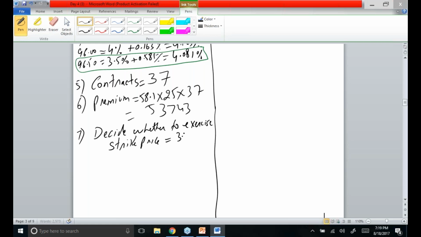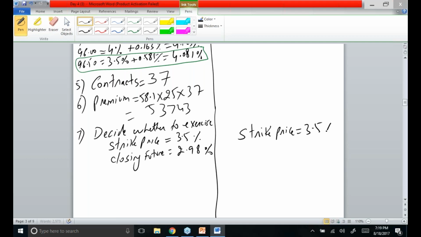You have locked in 3.5%, but the closing future is 2.98. Remember this, we have solved it in the future part. In this case, first time you will write in this column, strike price is 3.5%, and closing future is 3.98%.